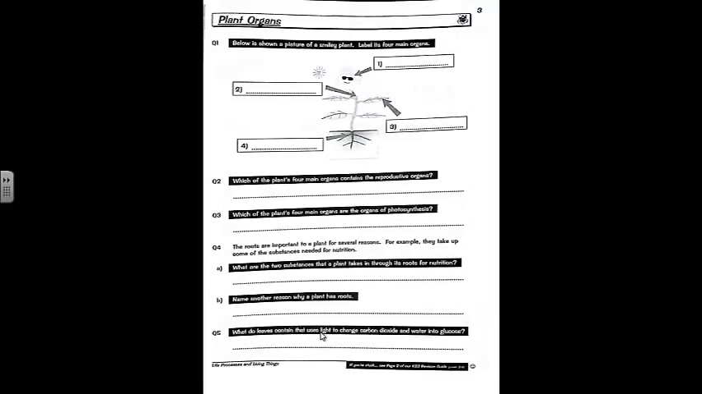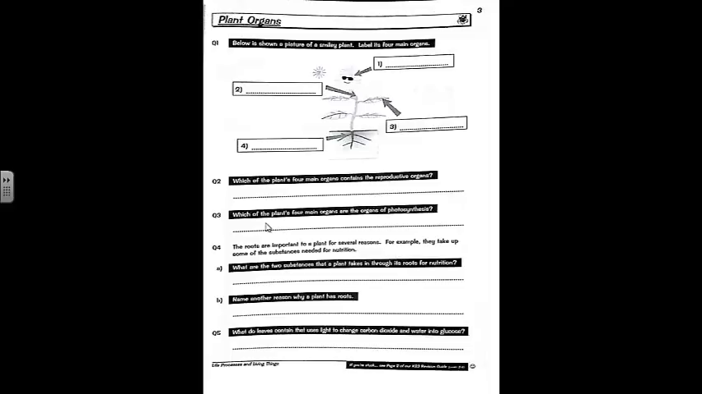Below is a picture of a simple plant. Label the main organs. 1. Flower. 2. Stem. 3. Leaves. 4. Root. Which of the plant's 4 main organs contains the reproductive organ? An organ means part. The reproductive part, reproduction in plants, means giving seeds. Which part gives seeds? Flower. Excellent.